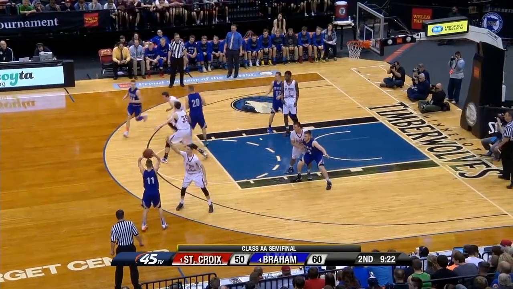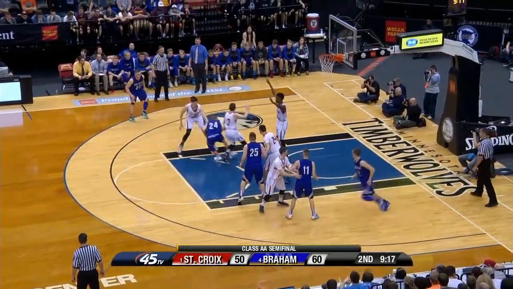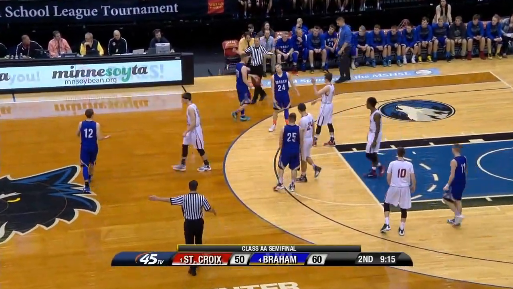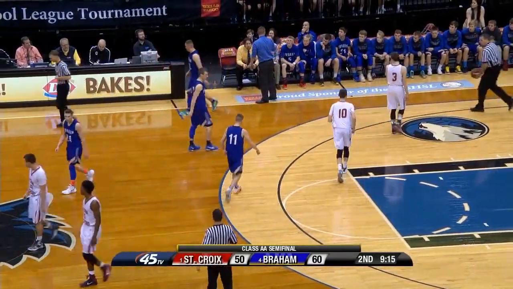On this play, we'll have a dribble drive on the left elbow and a resulting held ball called by the C. I think it's a real nice job by the C of not anticipating a foul and letting the play out, and then we have a held ball.